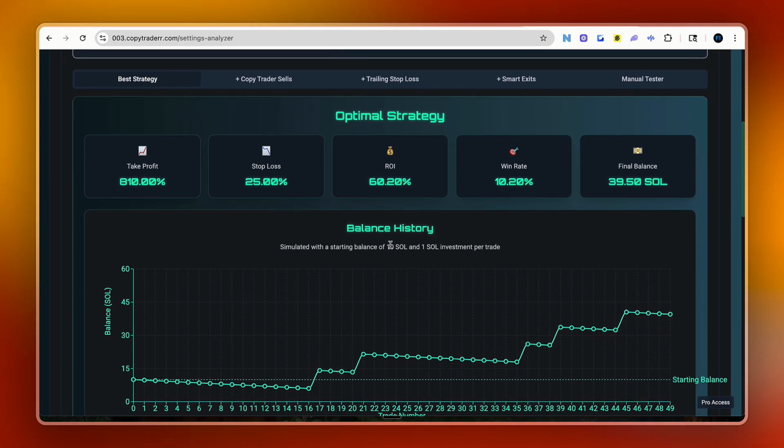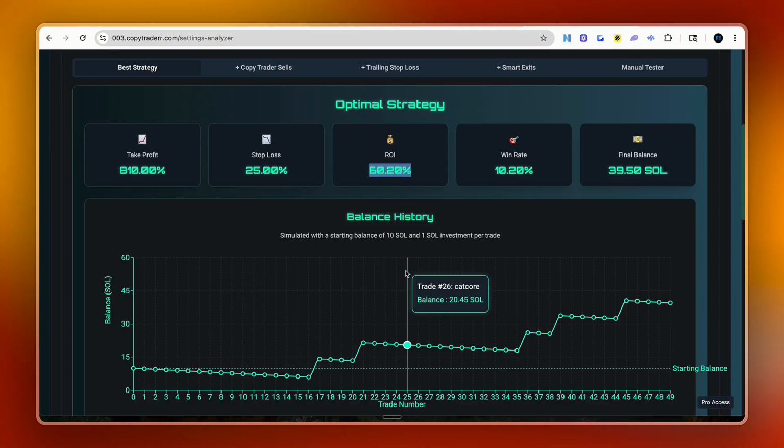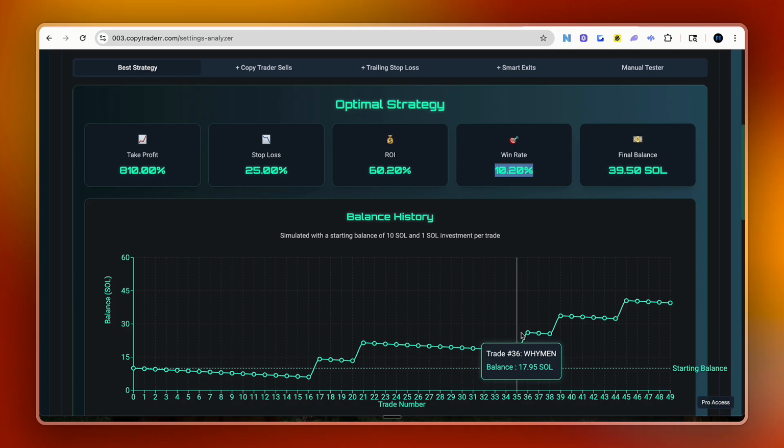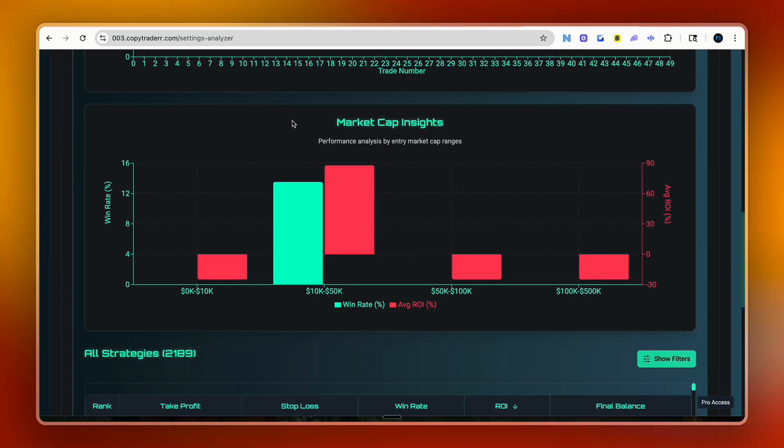And this is for a different trader who I did, but this trader had a 20% ROI. But based on his last 50 trades, if I used a stop loss of 25 and a take profit of 810, I would have had a 60% ROI. Very small win rate, but just consistently getting big wins over time. Then you can see where the wins came from based on the market caps.